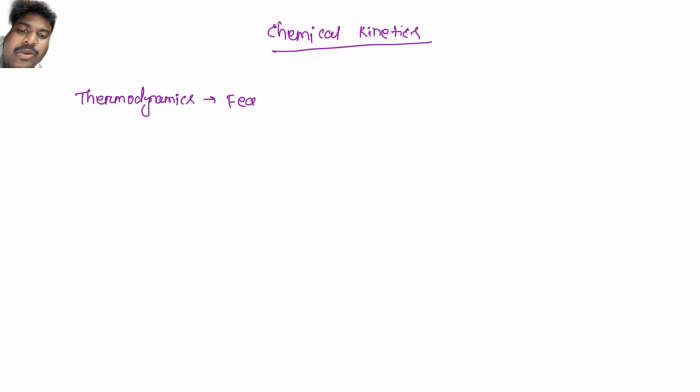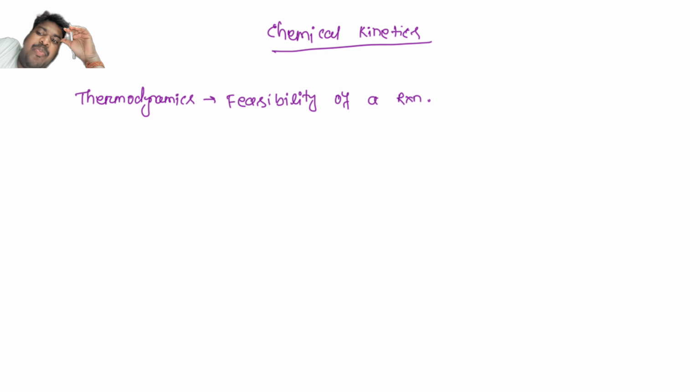Thermodynamics tells us about the feasibility of a reaction. What do you mean by feasibility of a reaction? Feasibility of the reaction means the possibility of a reaction to happen. And what are we going to study in the chapter of kinetics? Kinetics will tell us about the path, that path which should be efficient for us.